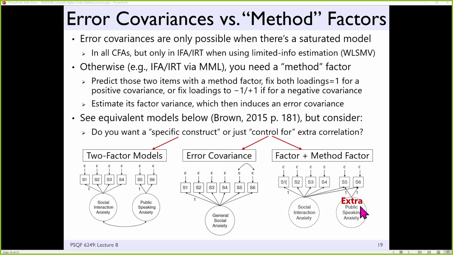And so I had to add to the diagram here that I stole from your textbook the word extra, because this is not just public speaking anxiety. It's whatever public speaking is beyond social interaction anxiety, right? These 2 items have 2 different sets of loadings going to them. So the interpretation is not the same in these 2 models. And in some cases this makes sense, and in other cases this doesn't make sense.